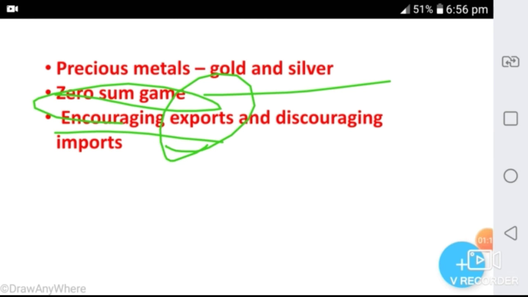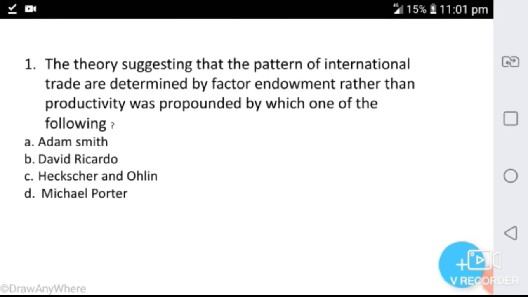Read the question carefully. The theory suggesting that the pattern of international trade is determined by factor endowment rather than productivity was propounded by which one of the following? Options are Adam Smith, David Ricardo, Heckscher and Ohlin, and Michael Porter. Here you have to focus on the pattern of international trade being determined by factor endowment.